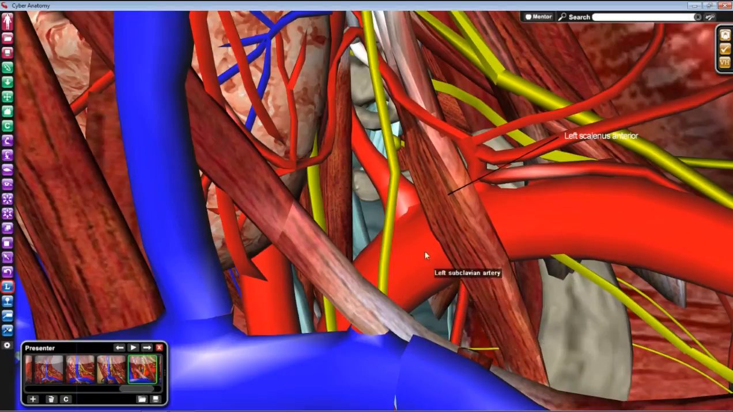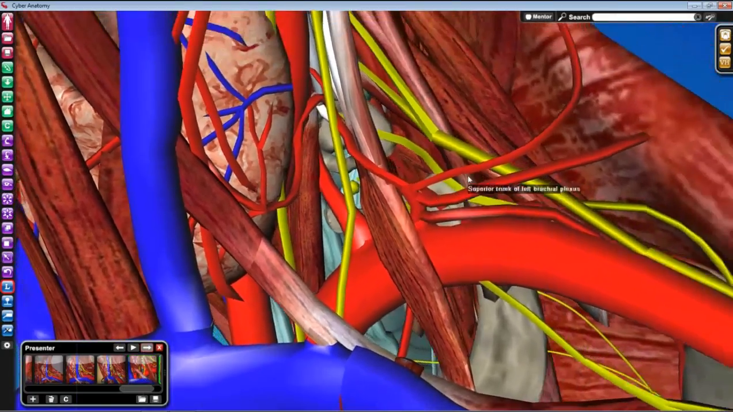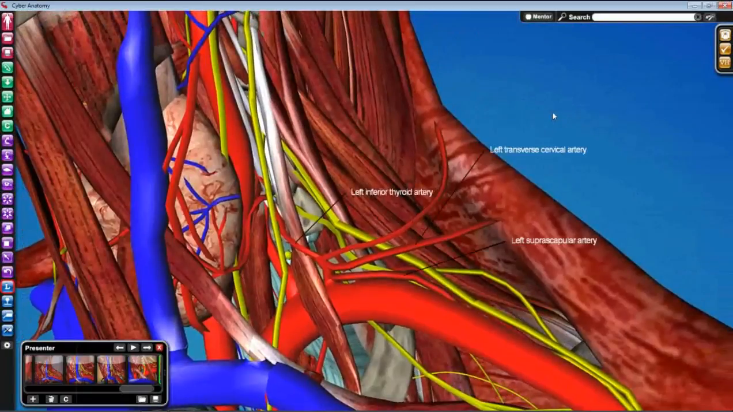And then the third branch usually comes off proximal to the anterior scalene. In this model, it actually comes off distal. But you can expect to see some variation in these arteries, so I think that's okay. But this branch is called the thyrocervical trunk, and this typically has 3 branches, sometimes 4, as shown here.